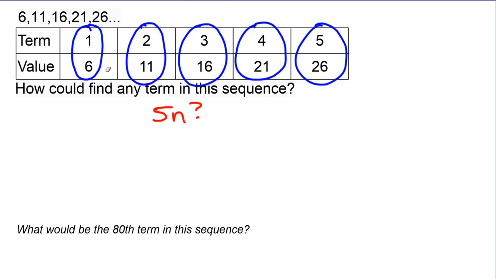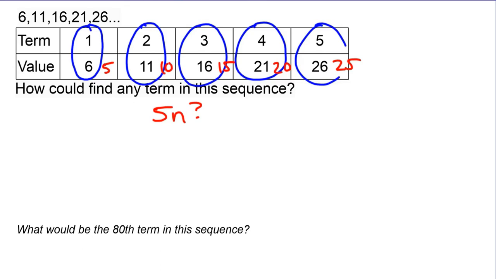Well, if I take 1 times 5, I get 5. If I take 2 times 5, I get 10. If I take 3 times 5, I get 15. And I take 4 times 5, I get 20. I take 5 times 5, I get 25. They're close, but they don't match what the value of that term is.